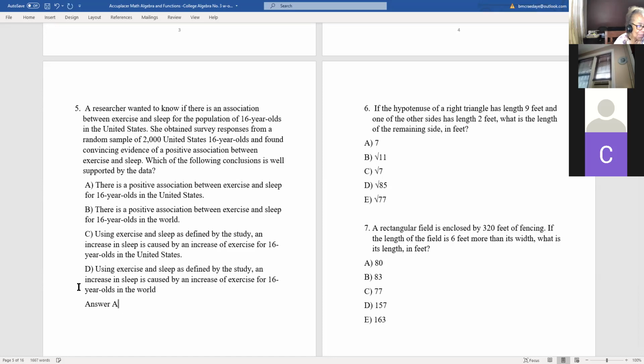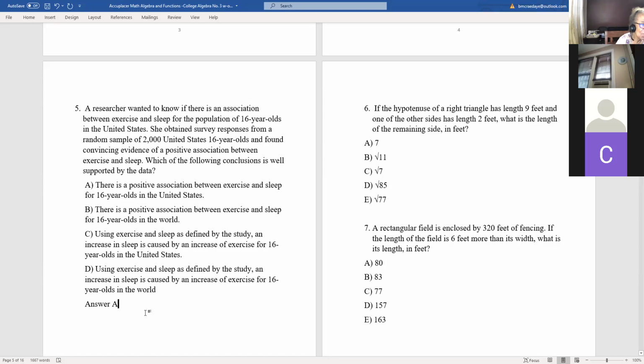When you're reading these problems, make sure you don't read something into it that's not there. See, when it said US, if it said world, you can eliminate it. So B and D, now you only have A and C as choices. But they didn't say anything about sleep causing exercise or exercise causing sleep. They only said positive association between exercise and sleep. So the answer can only be A.